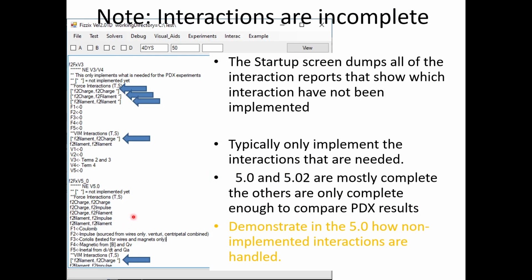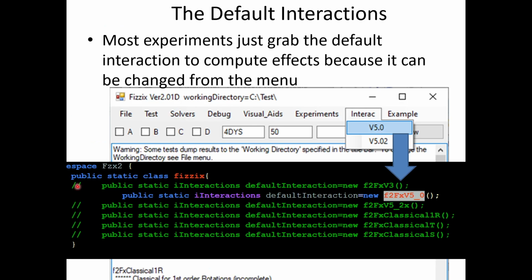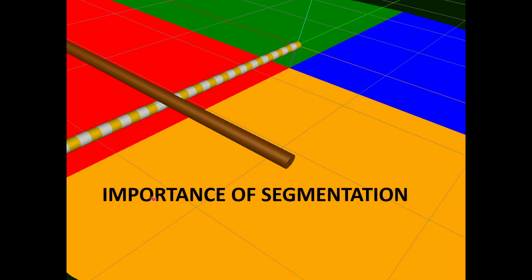Next. Okay, so this is the line of code that sets the default. This is how you pick up the default that was mentioned in the example.